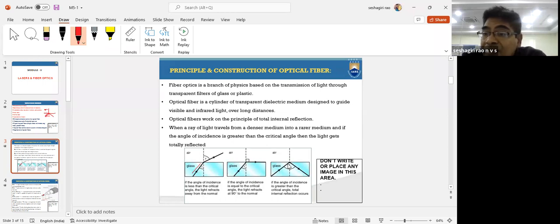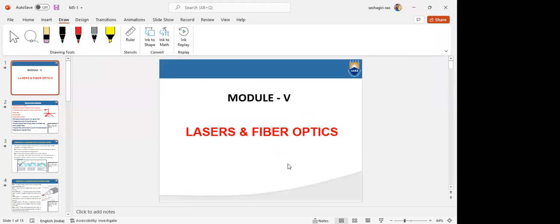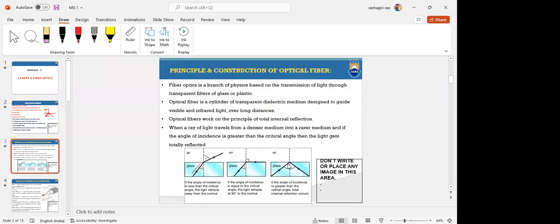If the angle of incidence is greater than the critical angle, then light gets total internally reflected. So this phenomenon is what we use for the principle of optical fiber. So optical fiber works on the principle of total internal reflection, right? Clear? Is that clear? Yes, sir. Right.